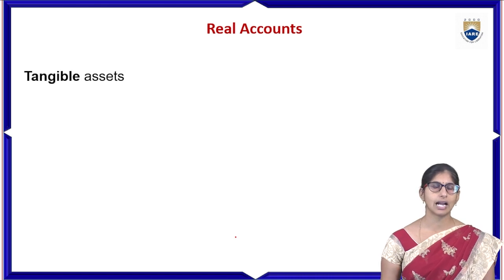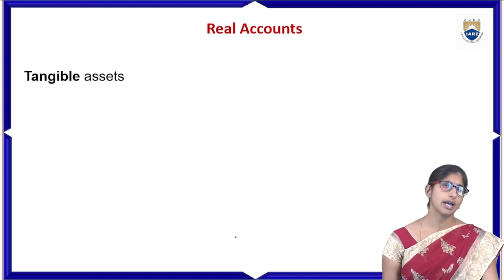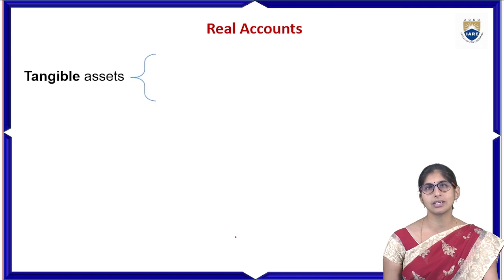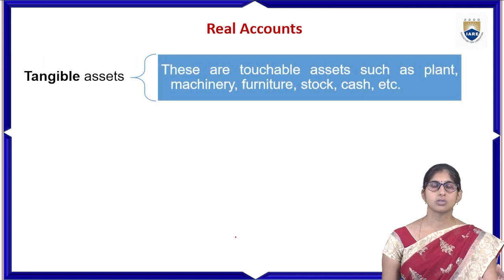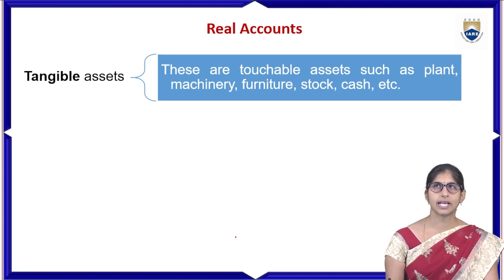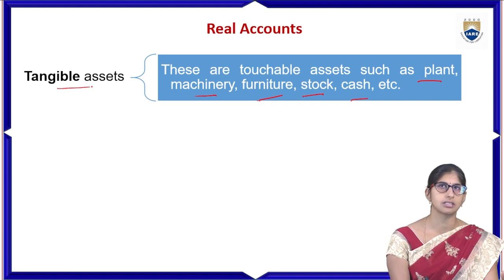Coming to real account, we have two types of assets in any organization, that is tangible assets and intangible assets. Now let's discuss what a tangible asset is. A tangible asset is one which we can touch, feel, and see. For example, the plant of the organization, machinery, furniture, stock, cash. We can see all of them, touch them, and feel them. So all these are tangible assets.